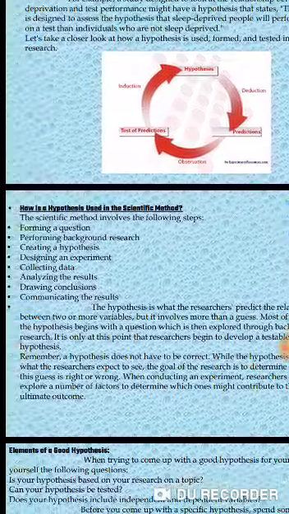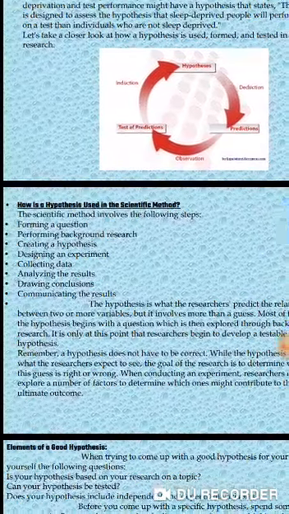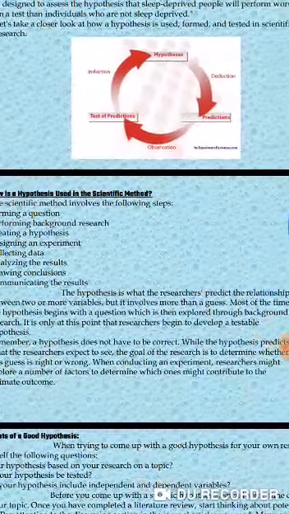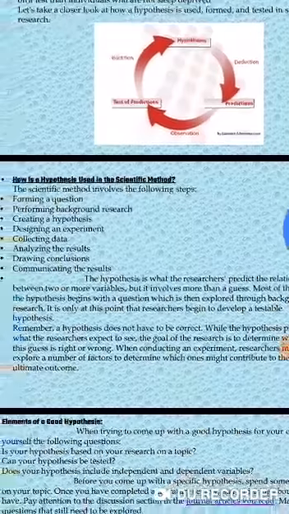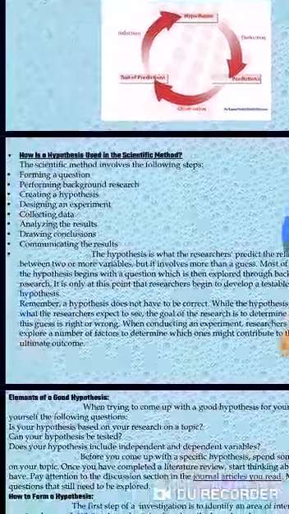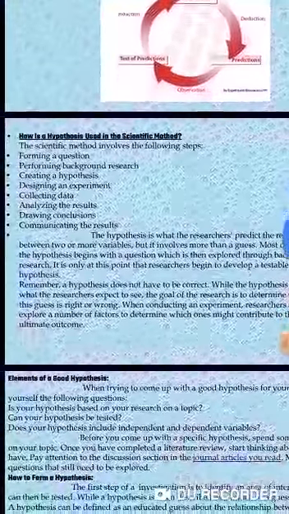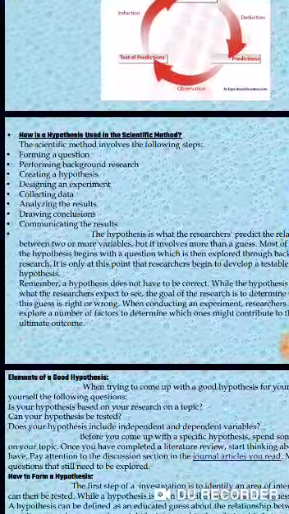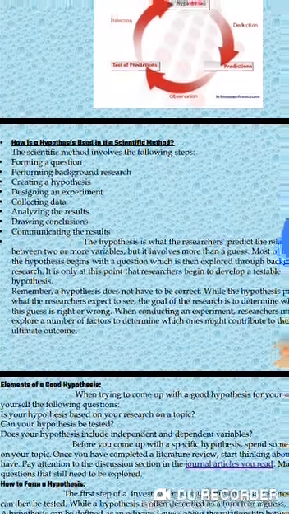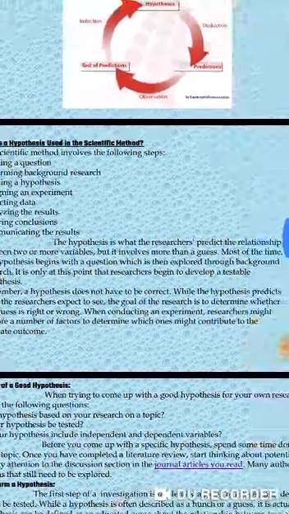The hypothesis is what the researchers predict about the relationship between two or more variables, but it involves more than a guess. Most of the time, the hypothesis begins with a question which is then explored through background research. It is only at this point that researchers begin to develop a testable hypothesis. Always remember that a hypothesis doesn't have to be correct. ज़रूरी नहीं कि हमेशा आपका hypothesis सही हो.